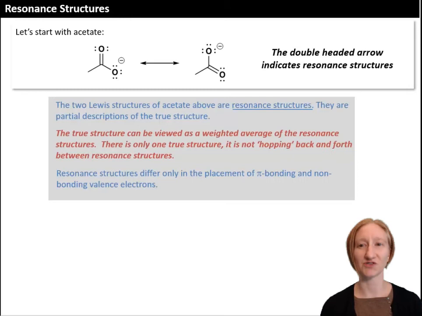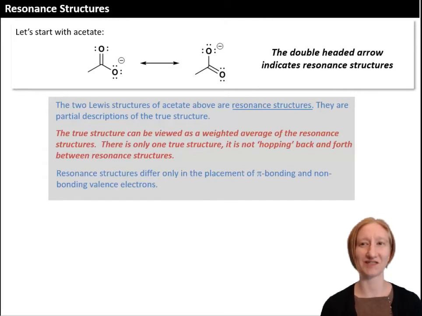They are partial descriptions of the true structure. And we can think of the true structure of acetate as a weighted average of the resonance structures. It's important to remember that there is only one true structure. It's not that acetate is hopping back and forth or interconverting between these structures. There's one single structure of acetate, and each of these resonance structures is an incomplete description of that structure.